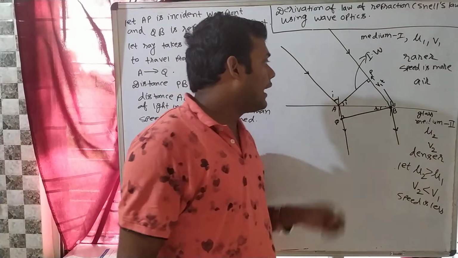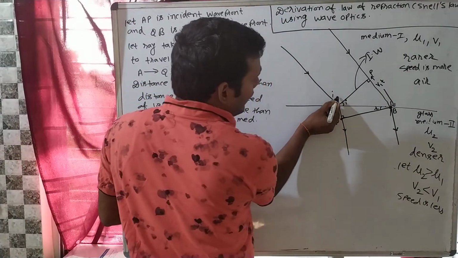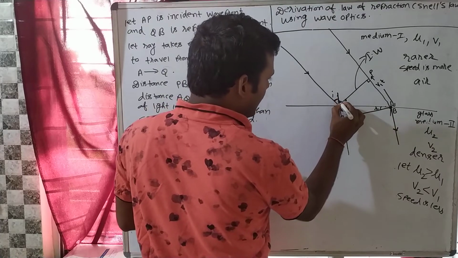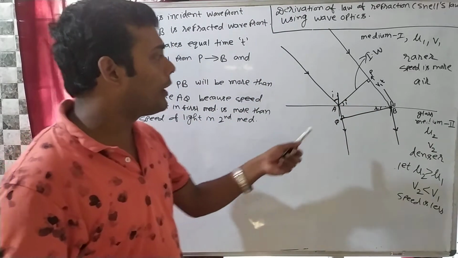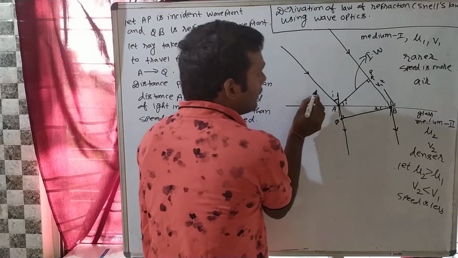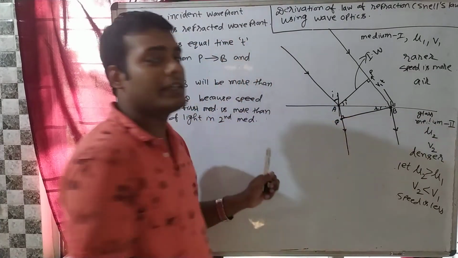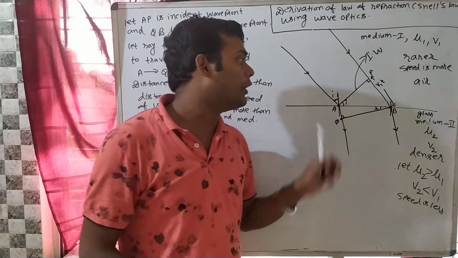If this is the angle of incidence, this line is normal. Is it? See, this line is normal. Why? Because this is the point of incidence, the point where the incident ray is hitting. So A is the point of incidence.